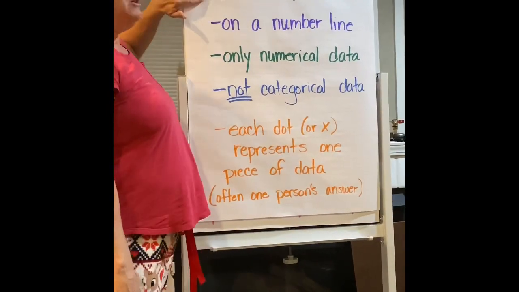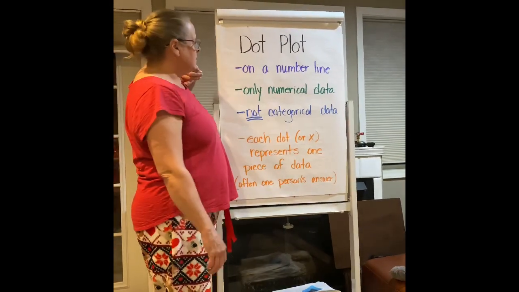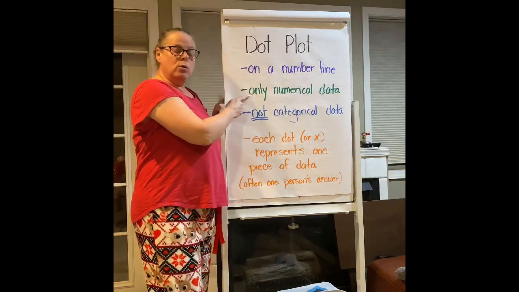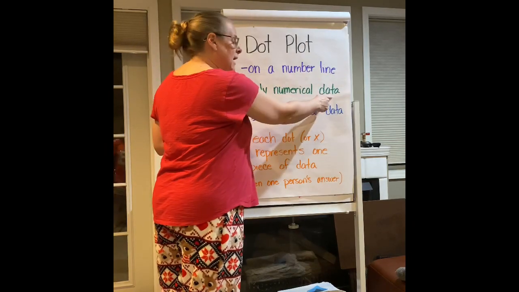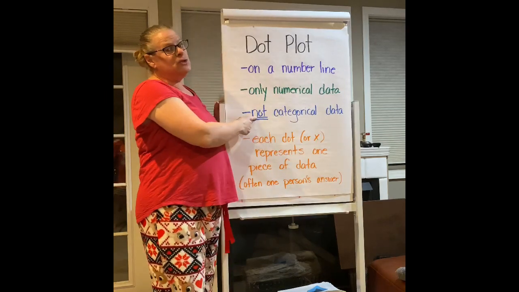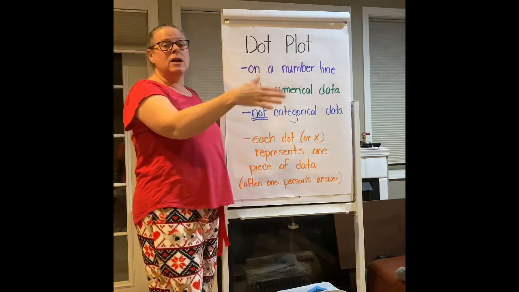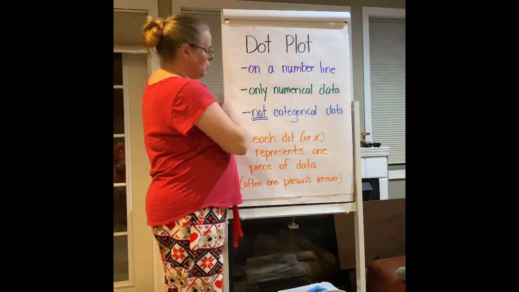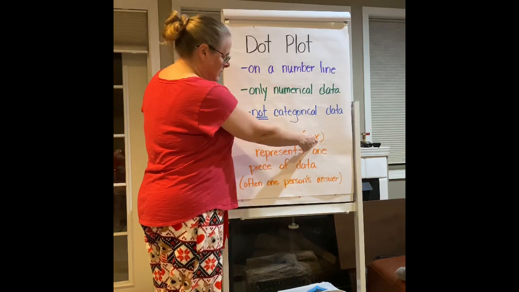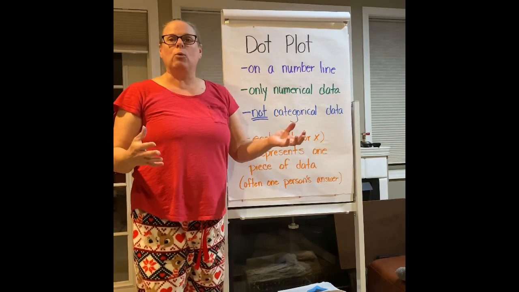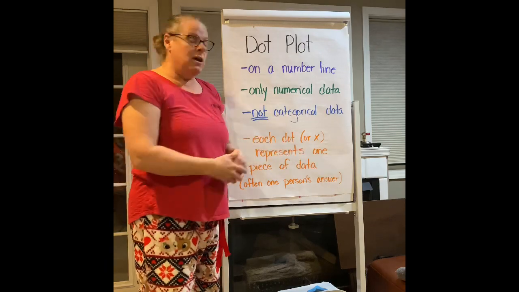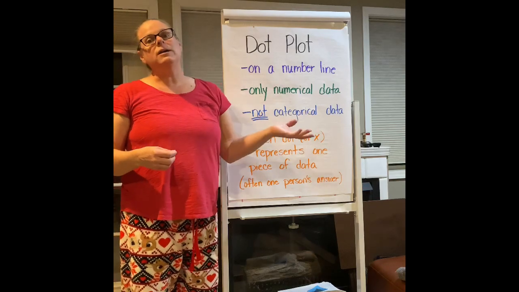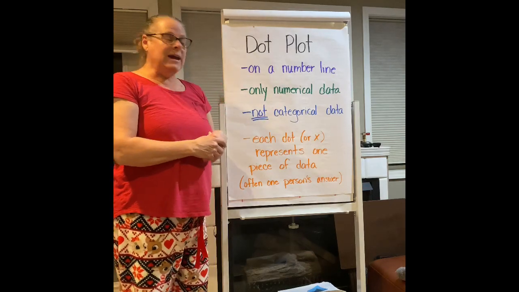Now I know you guys have been doing a lot of work on dot plots. A dot plot is made on a number line, so it can only have numerical data. It's not for use with categorical data. We don't put everybody's favorite TV show on a number line. We only use numbers. Each dot or X represents one piece of data, one answer to the question. And so when I ask you, what is your guess for the guessing jar? Each one of those dots is going to represent you, your answer.